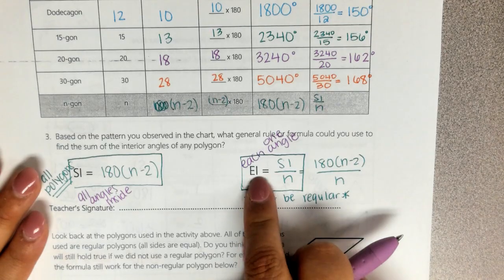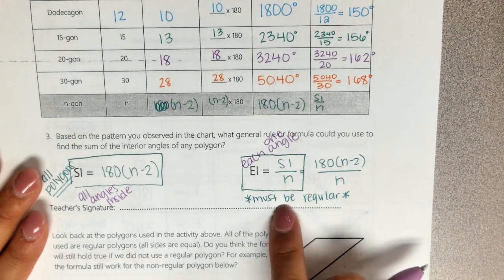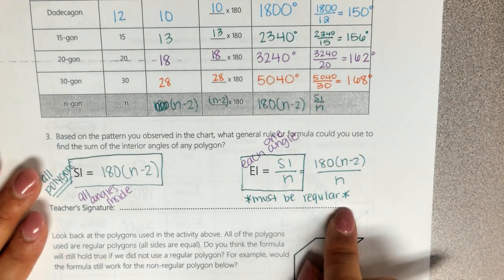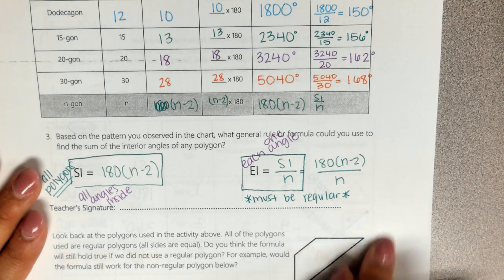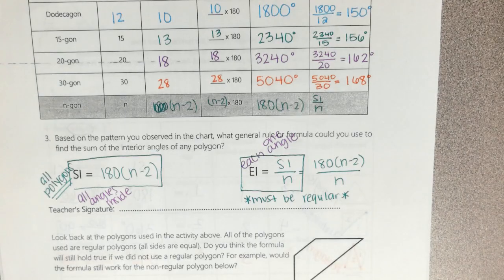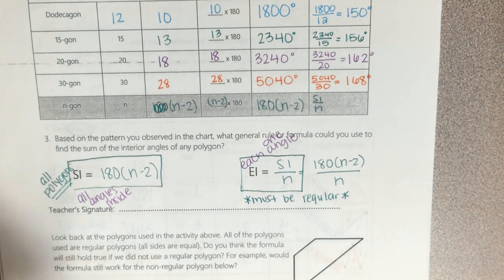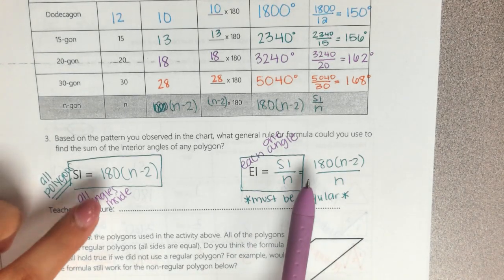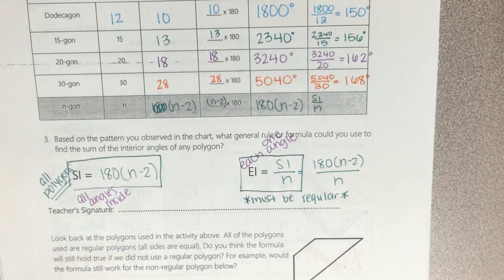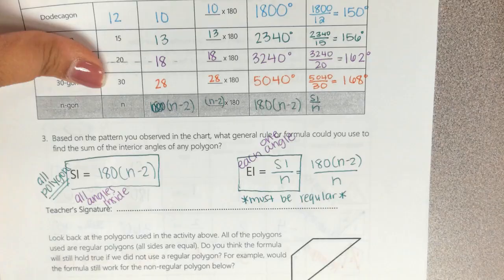And remember with EI, each interior angle, you can only use it if it's a regular polygon. What does a regular polygon mean? All sides and angles are the same. So you just take SI divided by the number of sides. So these are the 2 important formulas we learned yesterday. Do y'all agree?